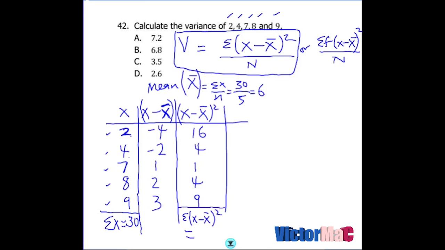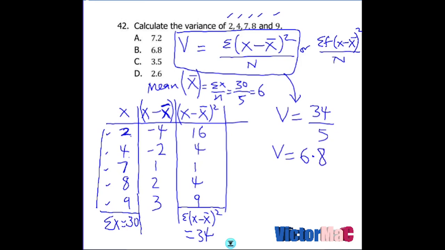So we have 16 plus 4 is 20, 20 plus 1 is 21, 21 plus 4 is 25, 25 plus 9 is 34. So putting that into this formula here, the variance is 34 at the numerator over the number of values, which is 5. So 34 divided by 5: 5 goes into 34 six times, remaining 4, put 0 behind it, that's 40, so 5 divides 40, we have 8. So the correct option here is 6.8, option B.